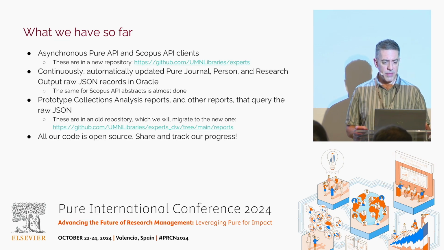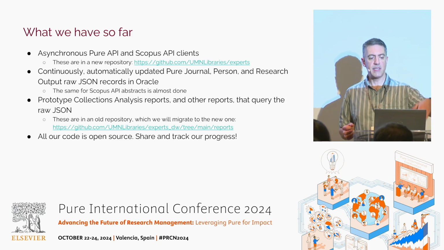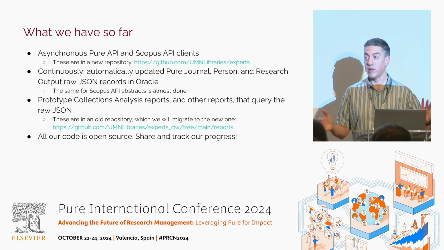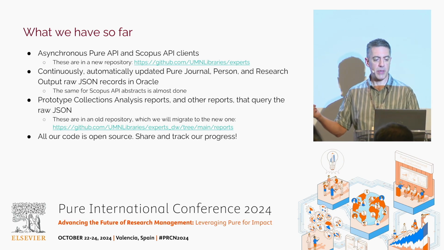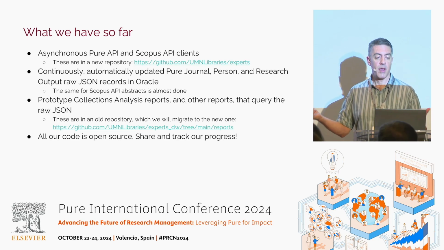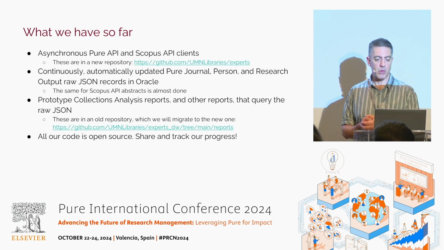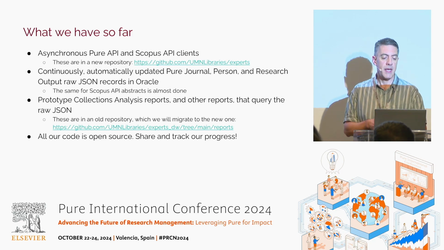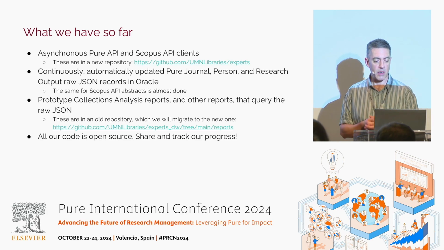And let's see, I think I have probably described most of this already. But these are just a few details of what we've built so far, and I don't want to take too much time, to leave some for questions. We have async Pure API and Scopus API clients, and all of our code is open source. I've given the URL to the new repository, and you can follow our work there, share our work there. And we have some example reports we've built too, with the Oracle JSON API.